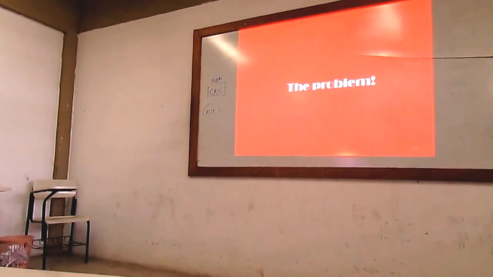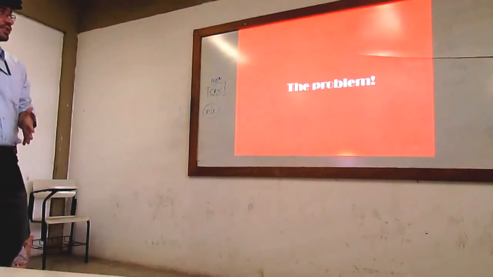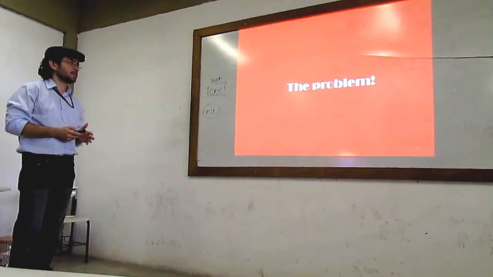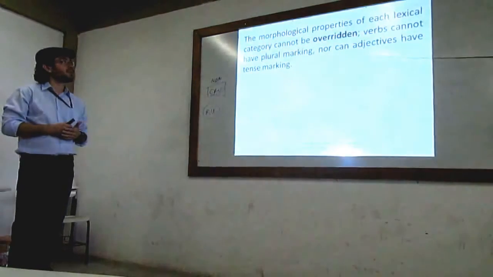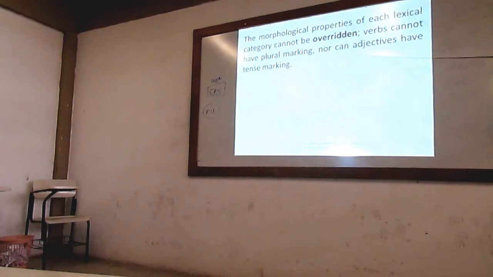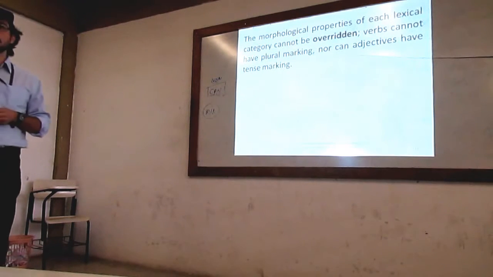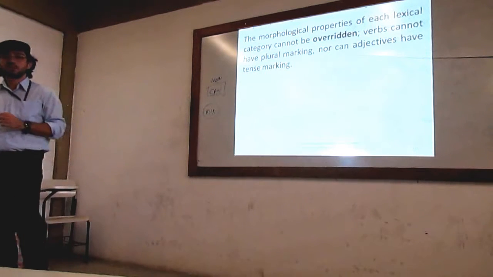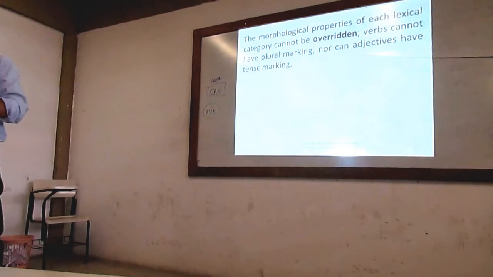What is the problem of using morphological strategies to define or to separate these classes? The morphological properties of each lexical category cannot be overridden, subestimadas. Verbs cannot have plural marking, nor can adjectives have this marking. Aquela coisa, tem regras que não funcionam com o adjetivo, e tem regras que não funcionam com o verbo, e aí sucessivamente. Regras só funcionam especificamente para cada classe. Okay?